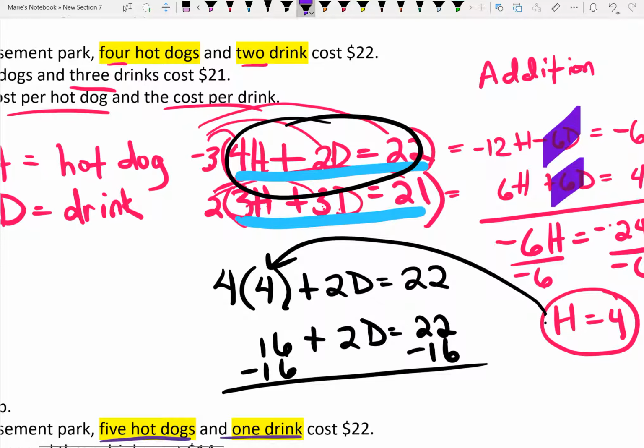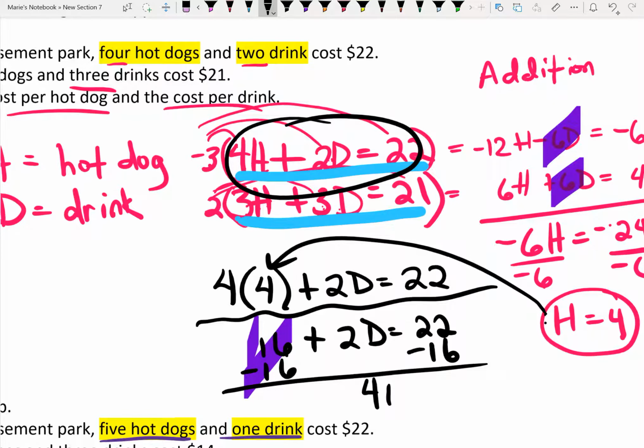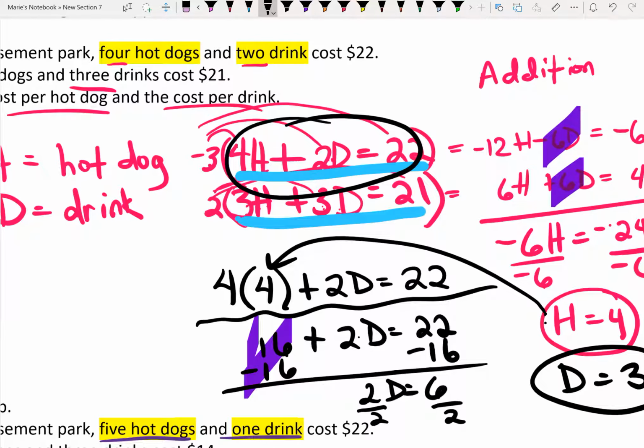You're going to subtract 16 on both sides. This will cancel, so you're left with 2 drinks, and 2 drinks is equal to, it looks like 6. 22 minus 16 will give you 6. And so therefore divide by 2 on both sides, and you get drink is equal to 3. So each hot dog is costing you $4, and each drink is costing you $3.